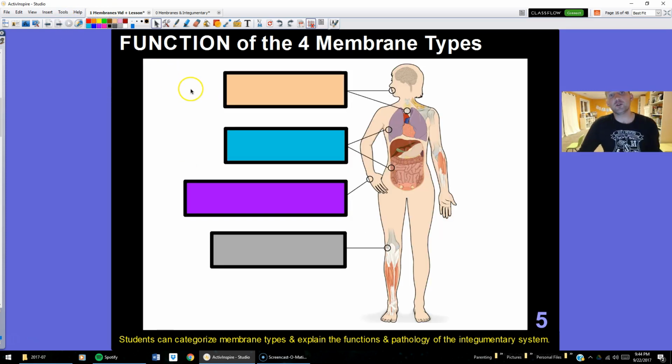Okay, so quick review, first type, second type, again, review to yourself as I'm talking about it. First membrane type is mucosa or mucous membrane. Second type is serosa or serous membrane. Those are the two, we've now covered half of the membrane types in the body.